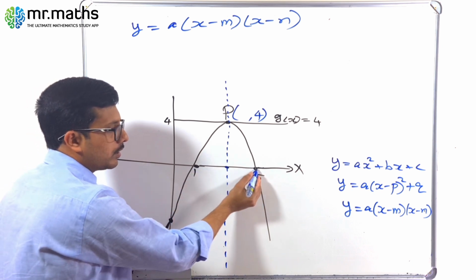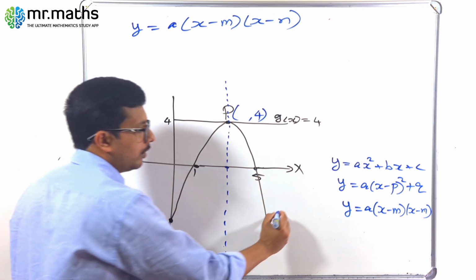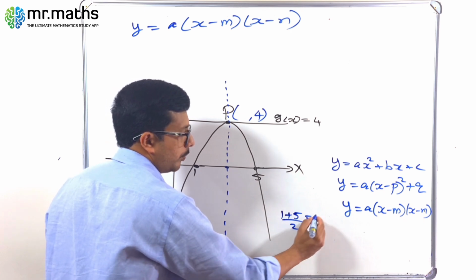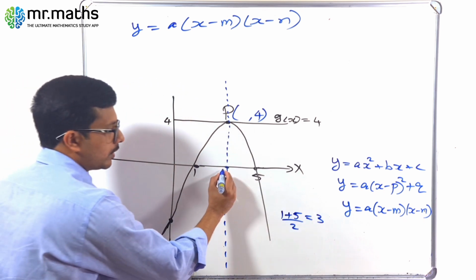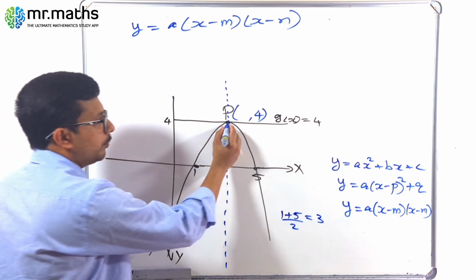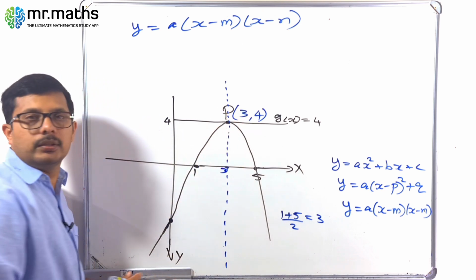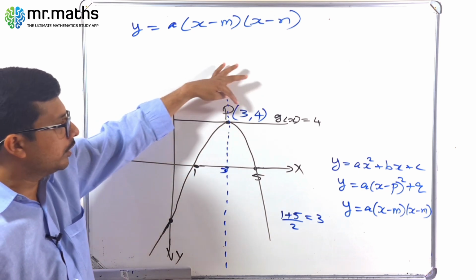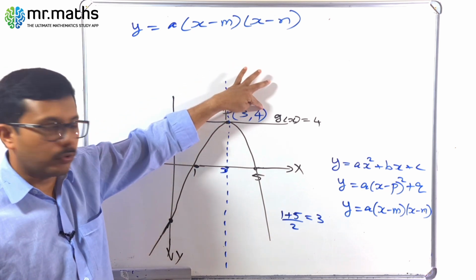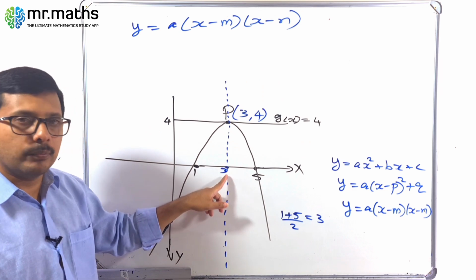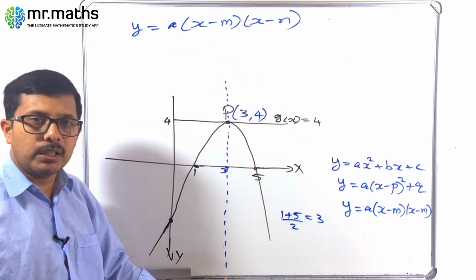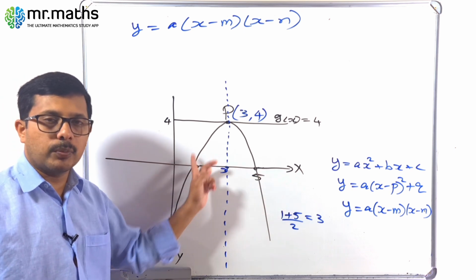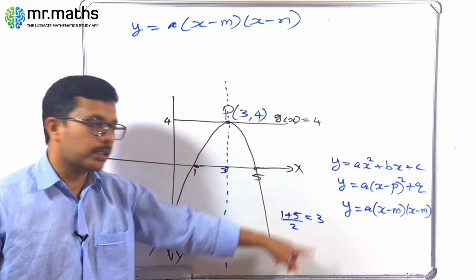So this is 1, this is 5. So what is the middle? 1 plus 5 divided by 2. So 6 divided by 2, that is 3. So here it is 3, and here also it is 3. So the turning point coordinate is 3 comma 4, because this is the axis of symmetry. The axis of symmetry passes through the middle of the x-intercepts, 1 plus 5 divided by 2, that is 3.